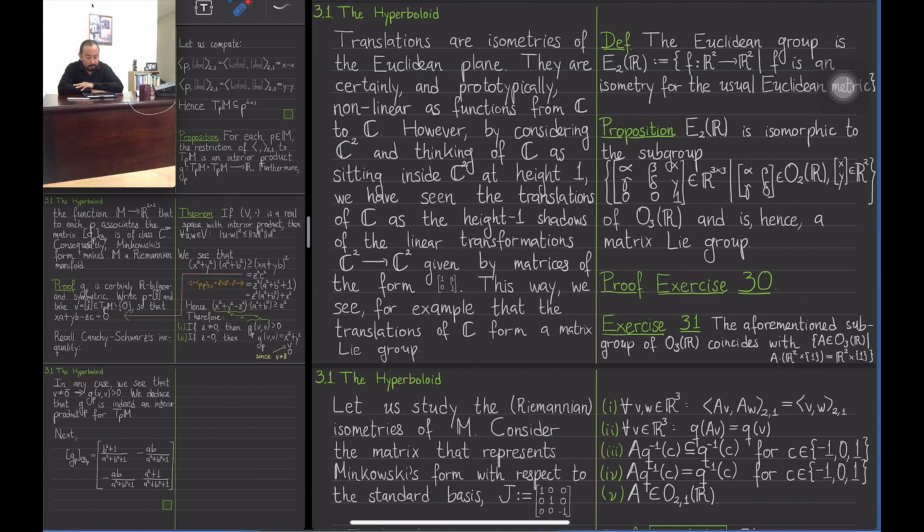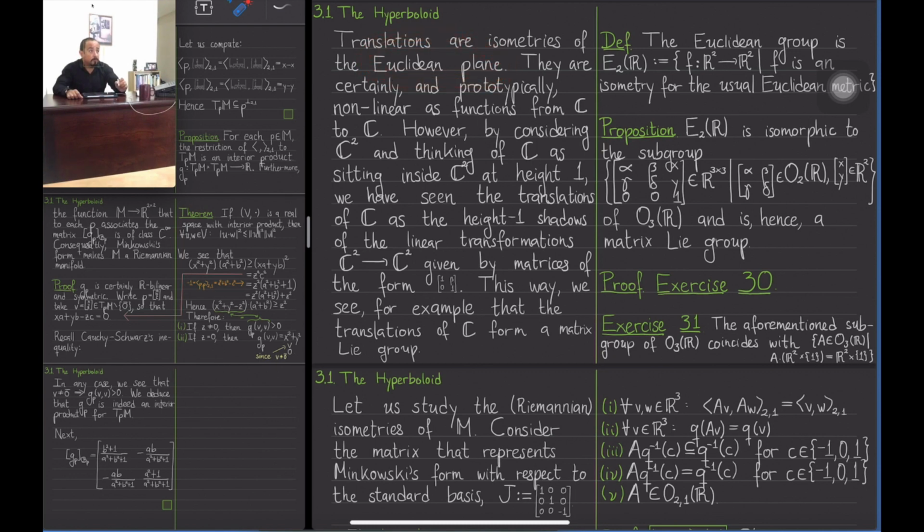Okay, so the first thing I'm going to do is look at a certain matrix Lie group and study this matrix Lie group. And the first thing I want to argue is why look at this matrix Lie group. So I want to motivate the discussion by looking at the Euclidean plane.